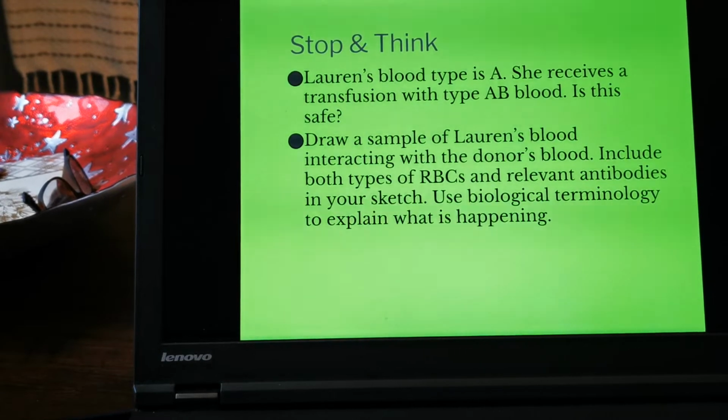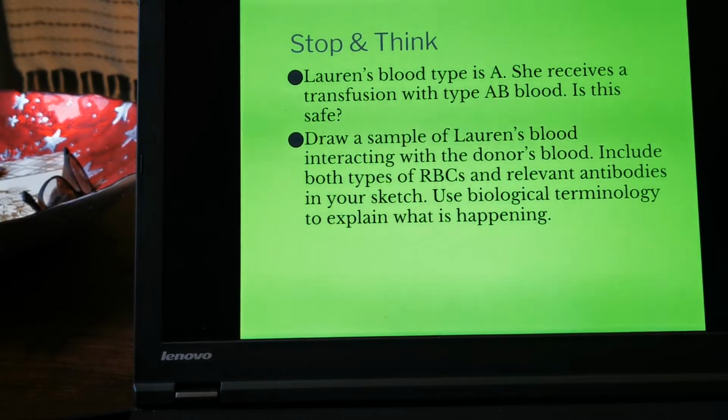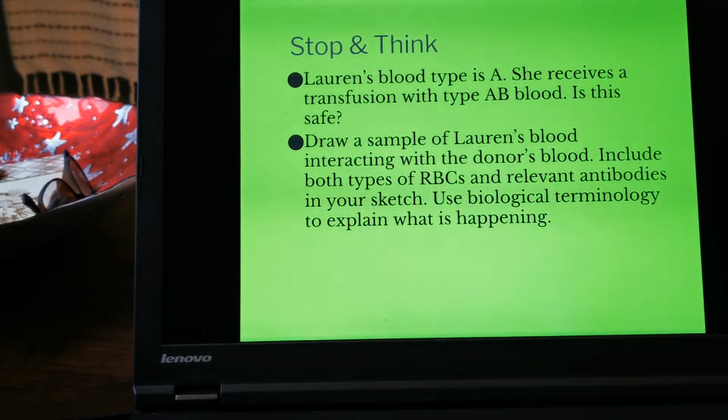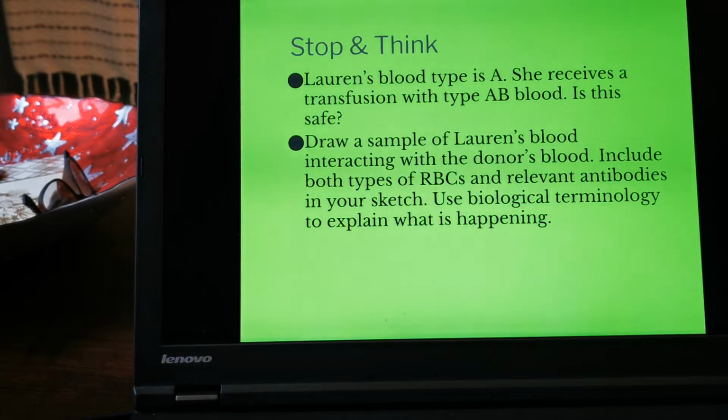Hey BioGeeks, we are going to look at one of the stop and think slides in your notes on blood. And this one is on blood transfusion.